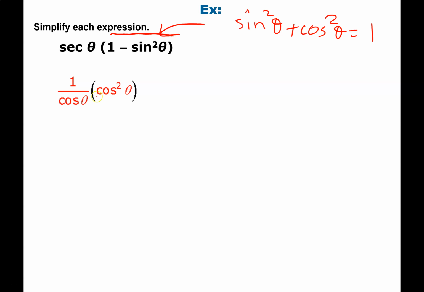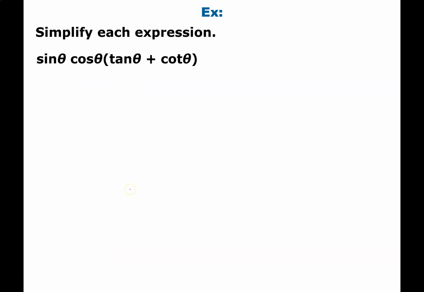Again, make it into a fraction. And we should end up with cosine squared theta over cosine. You could cancel out something here. This is cosine times cosine, right? So we will be left with just cosine when you cancel out. Let's try another. Copy this one down.